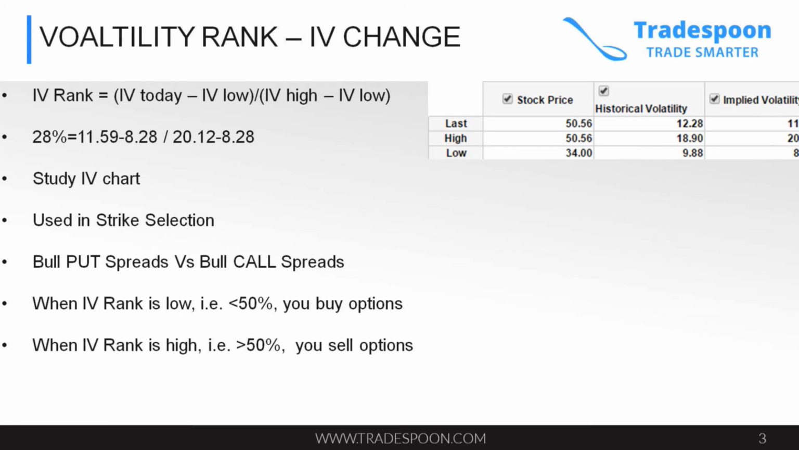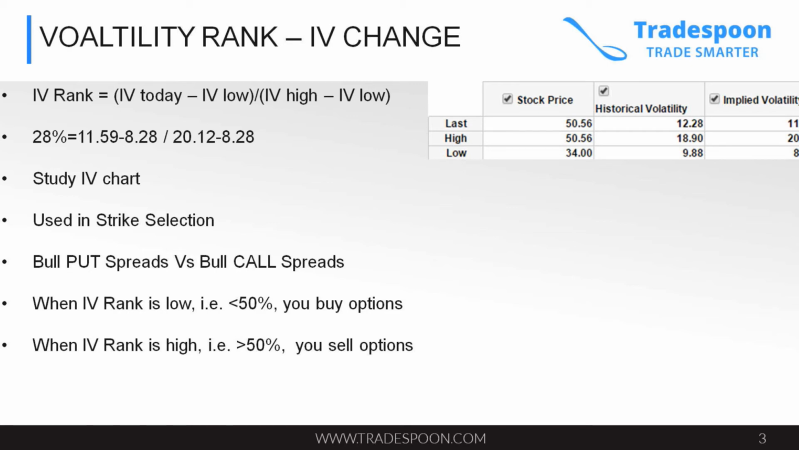What is the definition of implied volatility rank? First of all, implied volatility is the measure of uncertainty of the underlying asset, or a measure of how much the underlying stock will move. So if you look at the implied volatility today versus the 52-week low, and divide it by the difference between the 52-week high and 52-week low, as you see it on a screenshot here, you see that the implied volatility rank is 28%. So to be a successful trader, you have to study the IV charts and IV movements.